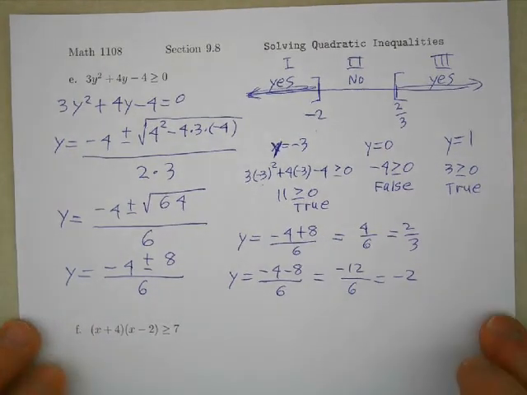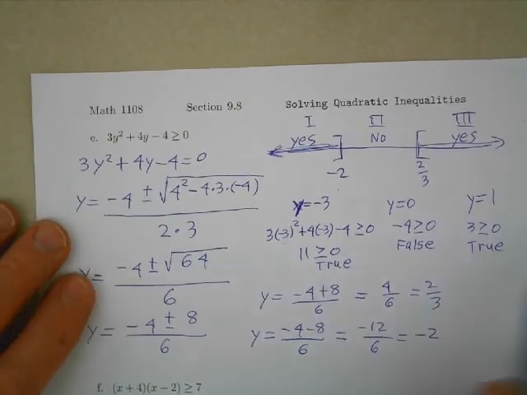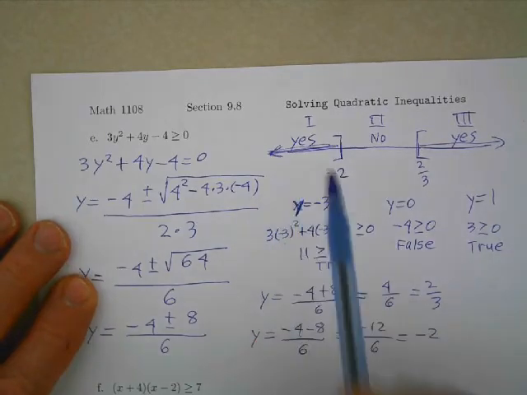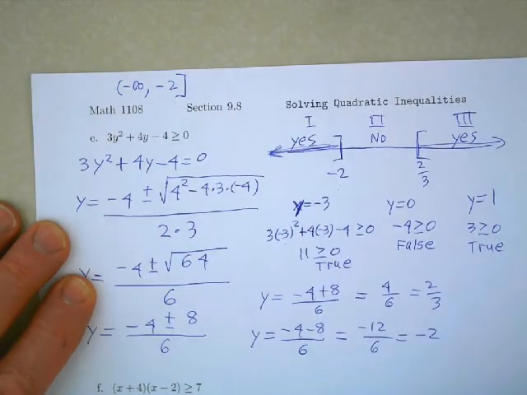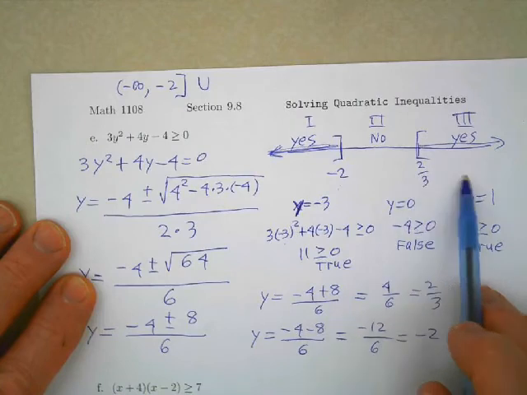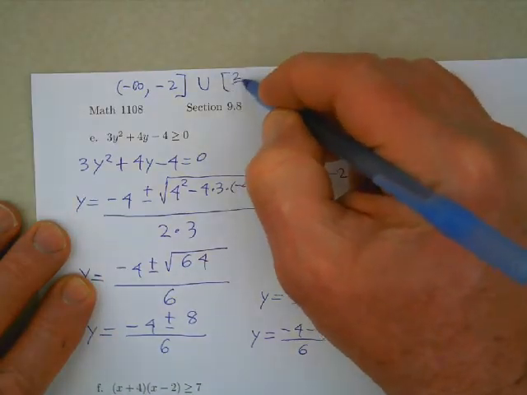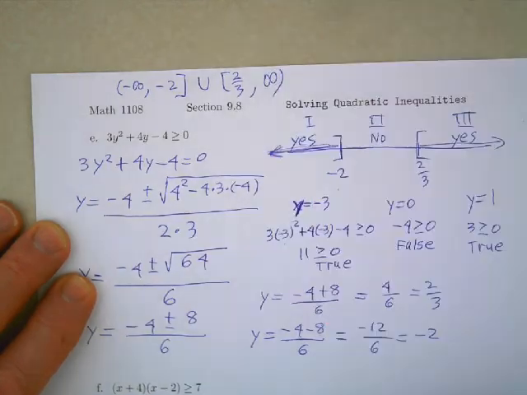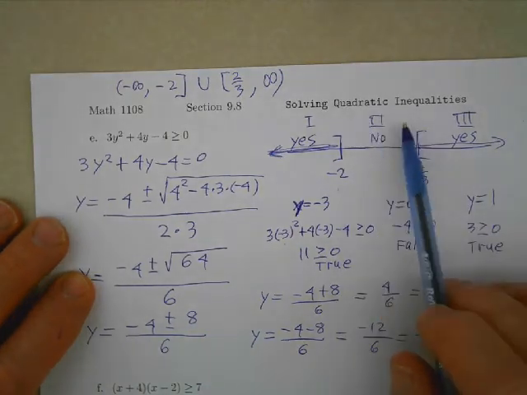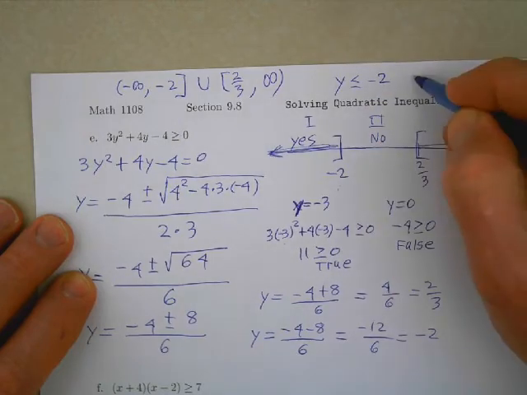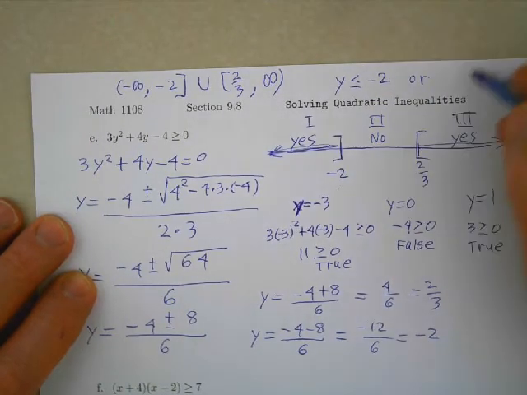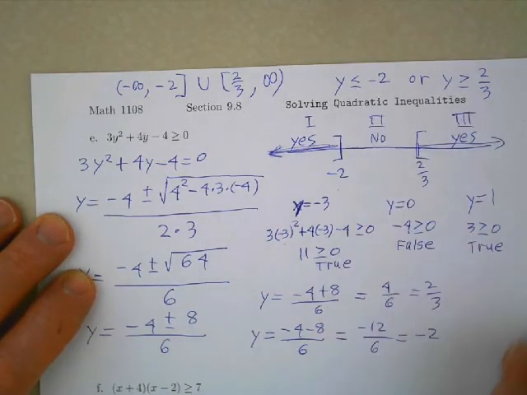I used up all my space, so up here I'll write down the interval notation. This part of the number line is negative infinity, comma, negative 2, bracket. And then we put the union symbol, and the other part is bracket 2/3, comma, infinity. That's the interval notation for the solution set. And the algebraic notation, this part of the number line, y is less than or equal to -2. And then we write the word or, y is greater than or equal to 2/3. That's the algebraic notation.